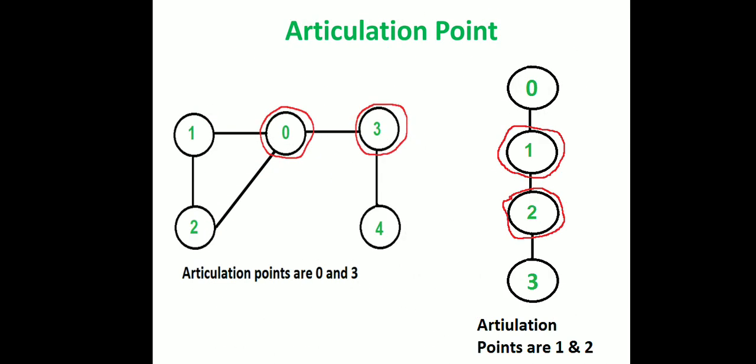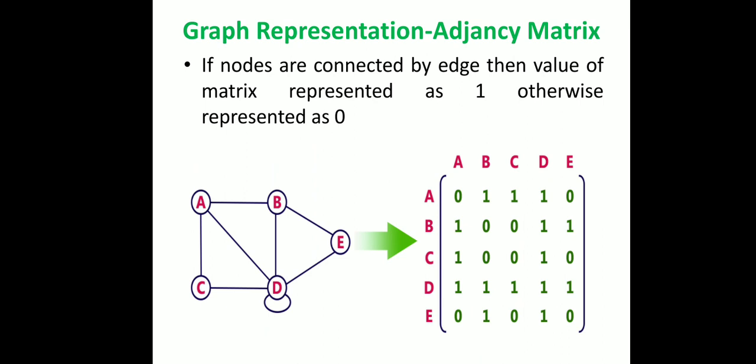Now see the example in the first diagram. 0 is an articulation point. Why? Because if I remove 0, 1 is not connected to 3, 2 is not connected to 3, and the graph becomes disconnected. So 0 is the articulation point. If I remove 3, then other nodes cannot connect to 4. So that type of concept is called an articulation point.